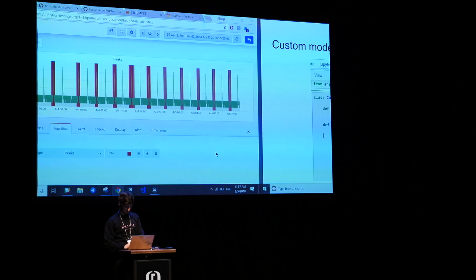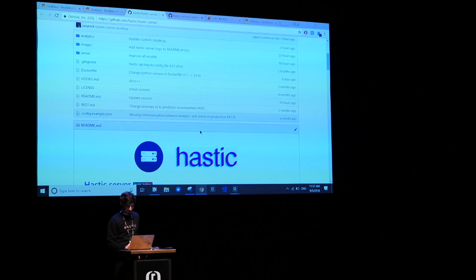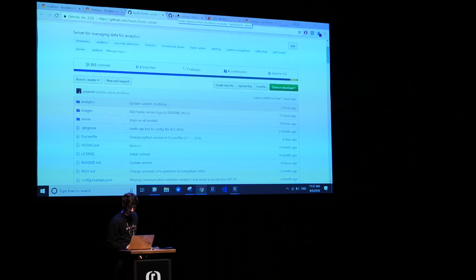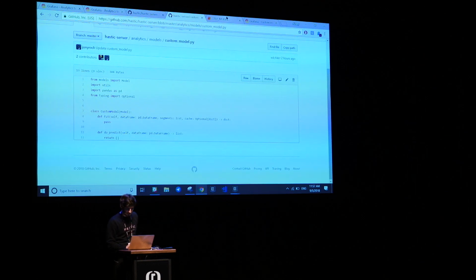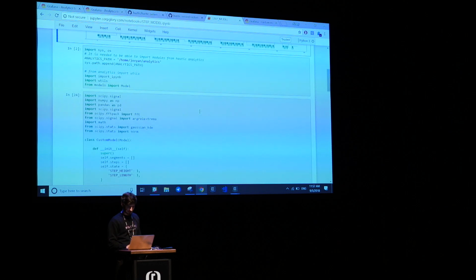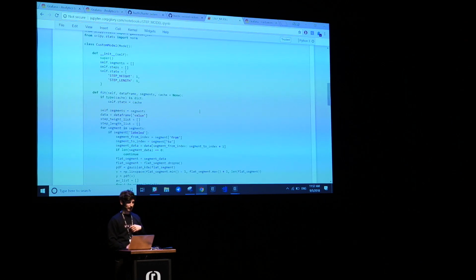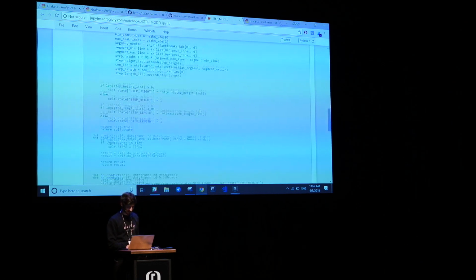This is the server, and there is analytics. This analytics has a custom model. So this is the model, and this is a model. Crazy, right? I haven't really made it myself; it was made by a data scientist.